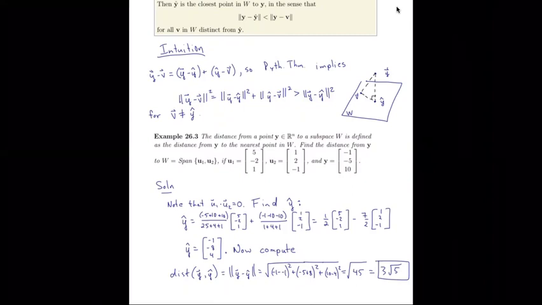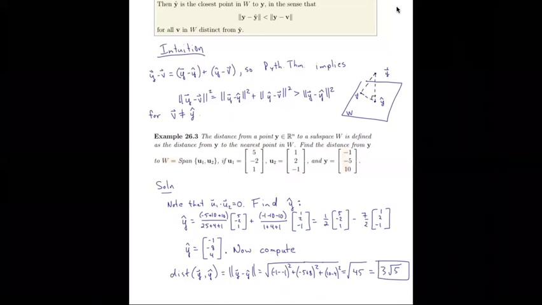So anyway, let's just do this mechanical practice. We're just asked to find the distance from Y to W. And again, we've been told that that's Y to its nearest point in W, which is its orthogonal projection onto W. Now we're given that W is the span of these two vectors, U1 and U2, and we're asked to find the distance between this vector Y and this subspace W. So what we need first is the orthogonal projection of Y onto W.